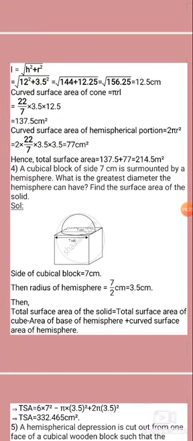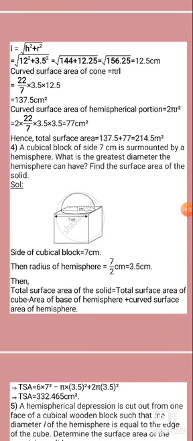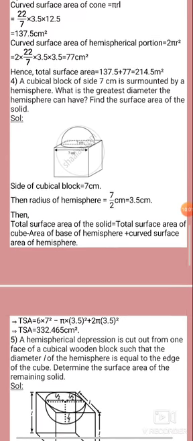So what? Total surface area is equal to 6 into 7 square, total surface area of the cube, minus area of the base of the hemisphere. So pi r square. So pi into 3.5, the whole square, you need to subtract. Plus curved surface area of the hemisphere is what? 2 pi r square, 2 pi into 3.5 square. So when you multiply it, what we get at last? Total surface area is equal to 332.465 centimeters square.